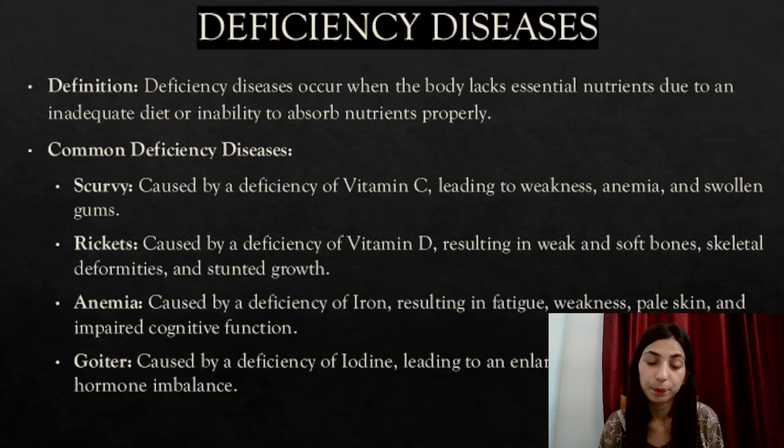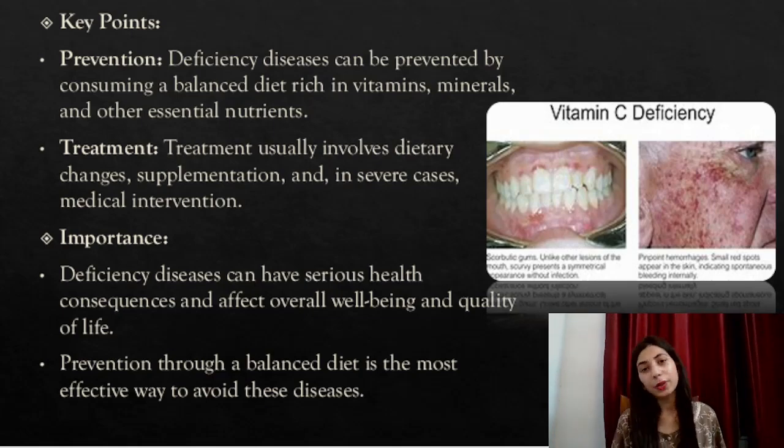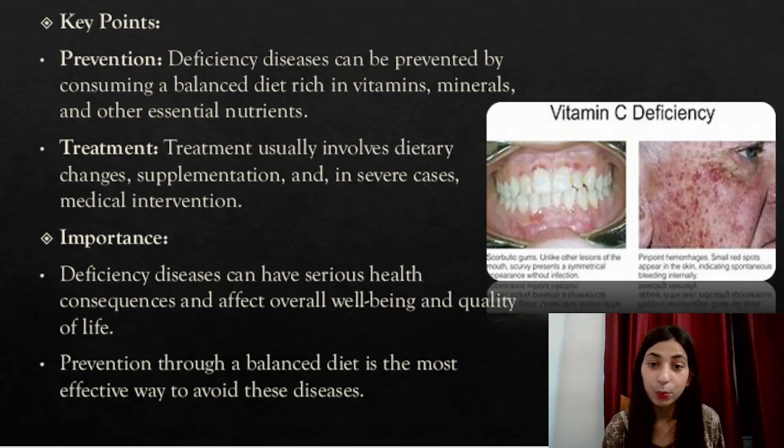impaired cognitive function. Then goiter. It's caused by the deficiency of iodine. In goiter, what you can see is an enlarged thyroid gland, and an imbalance of thyroid hormone in the body. So these are the deficiency diseases. There are more. Then prevention. How can you prevent these? They can be prevented by consuming a balanced diet, which is rich in vitamins, minerals, and other essential nutrients.